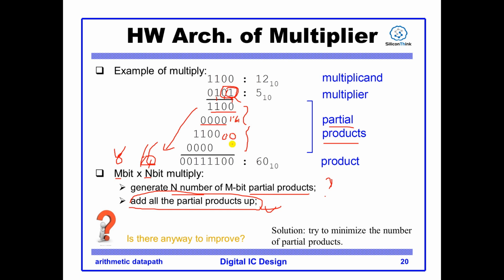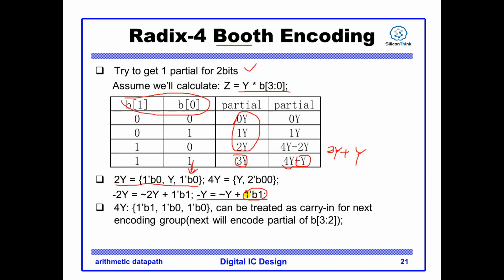So make them totally a partial product. This is easy to do. Okay. So how to deal with the 4 times y? He just treats it as a carry in for the next encoding group. Next we will encode bit 3 through 2. So just treat it as a carry in, as a carry in.